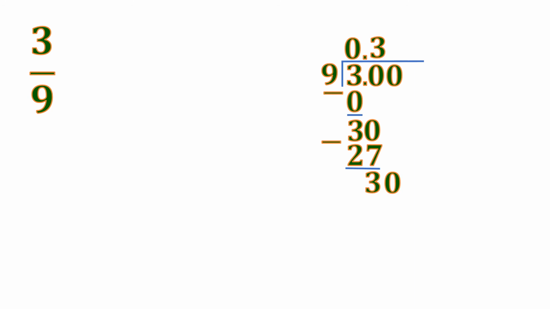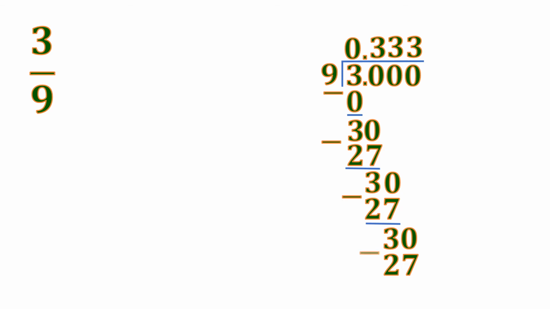So 30 divided by 9 is 3, because 3 times 9 is 27, and then we subtract 30 minus 27, it's 3. Then again we have a remainder 3. So let's continue by adding 0 and bring down 0. 30 divided by 9 is 3, and 3 times 9 is 27. So 30 minus 27 is 3. And again, we have a remainder 3. And we could keep on adding 3 on the quotient, and it's never ending.